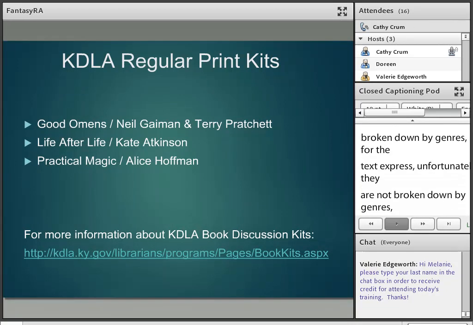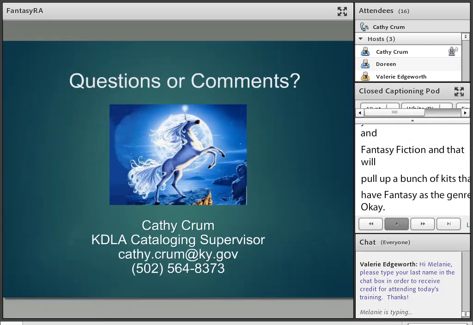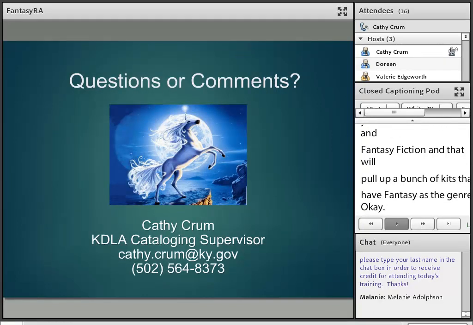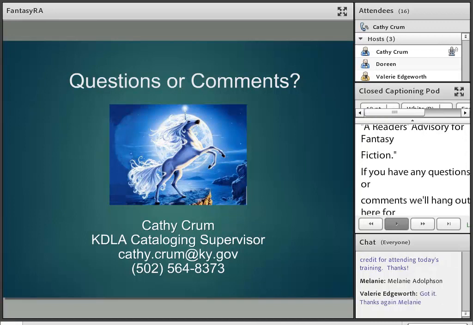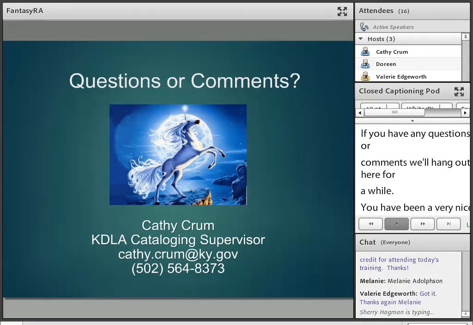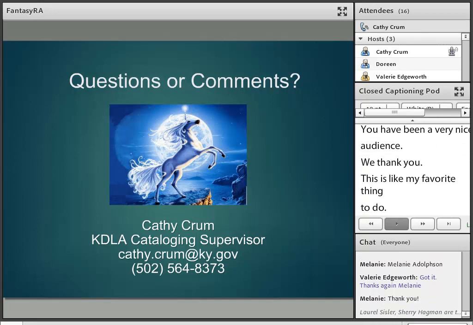And for more information about KDLA book discussion kits, you can check out this link to our book kits page. There are lists of the kits for large print and regular print. We have kit lists, and these are broken down by genres. For the Text Express, unfortunately, they're not broken down by genres. The lists are broken down by ages, but you can search in our catalog with Text Express or Youth Book Discussion Kit and Fantasy Fiction, and that will pull up a bunch of kits that have fantasy as their genre.